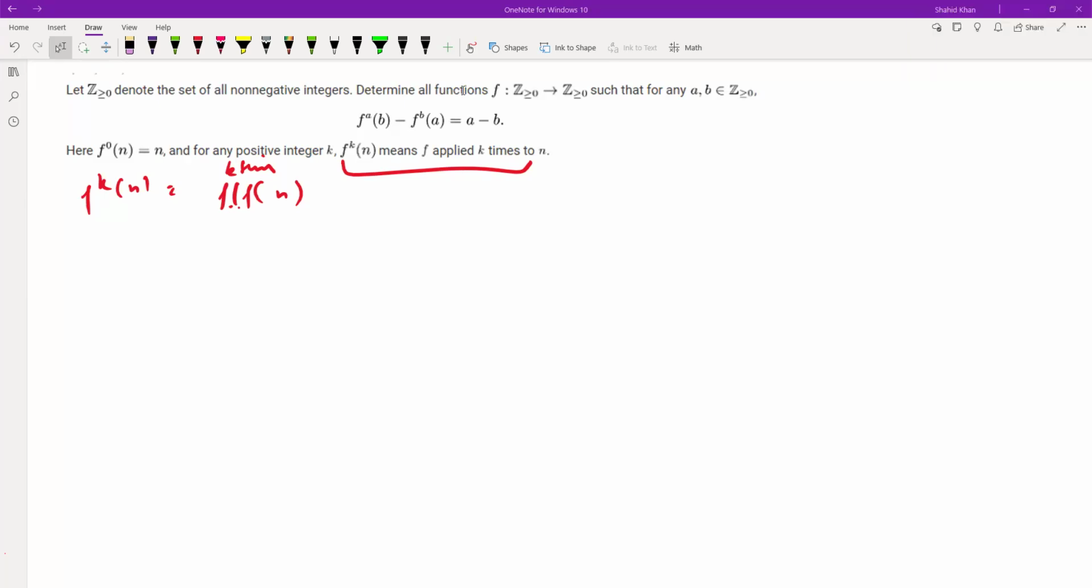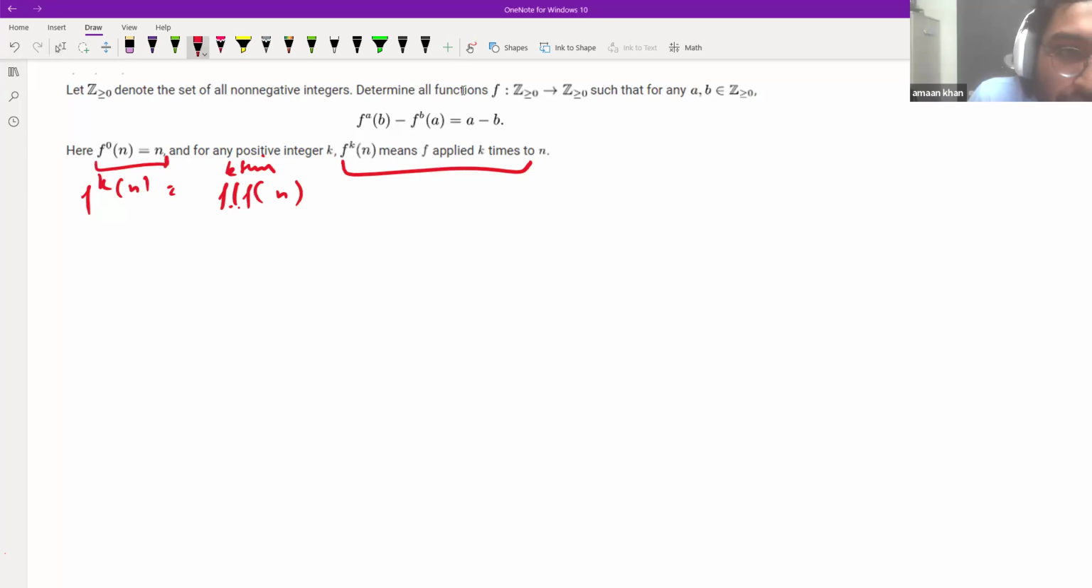So what will f of n be if we put k equals 0? Oh, if you put k equal to 0, then it would be n. f of 0, n, is n.